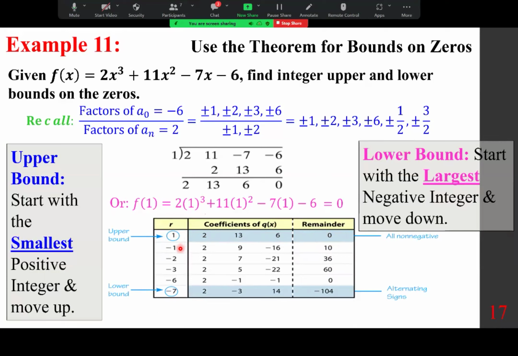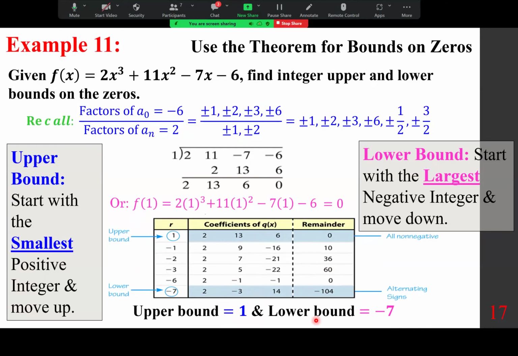But here's the upper bound. We start with -1. Okay, they don't alternate. We have to continue with the next one. -2, they do not alternate. -3, they do not alternate. -6, they do not alternate. -7, we get 2, -3, 14, -1, 4. They do alternate. So this is the upper bound, +1. This is the lower bound, -7. So the upper bound is +1 and the lower bound is -7. Needless to say, this is just taking some time, but that's the way it goes.